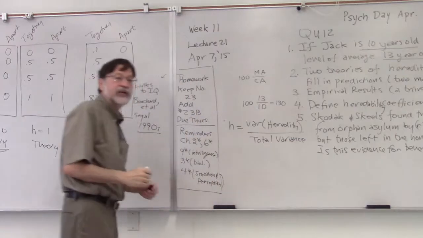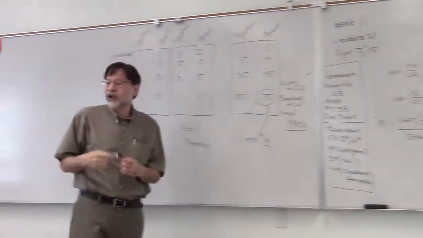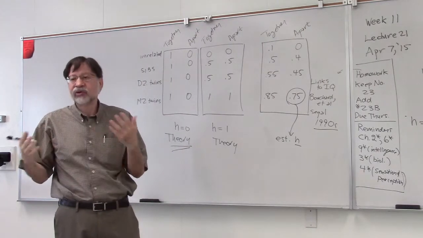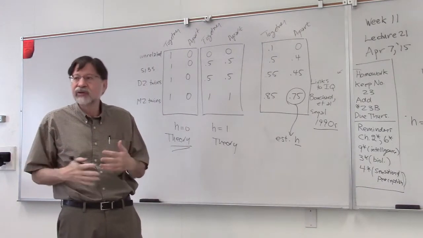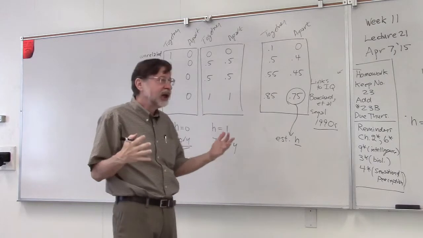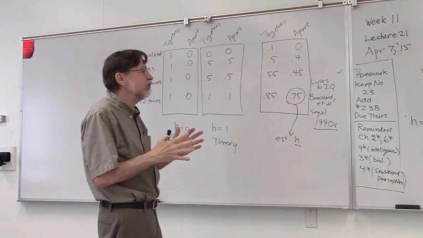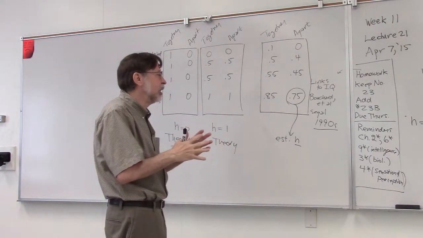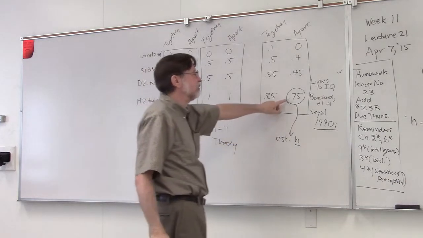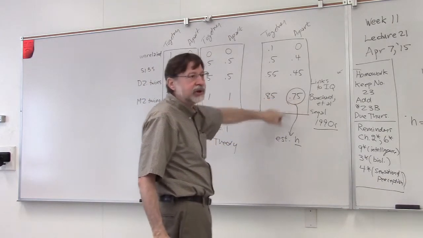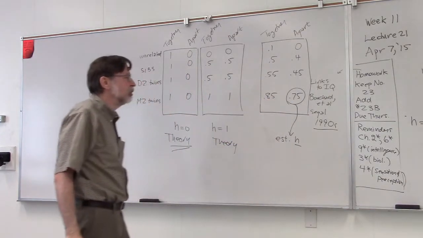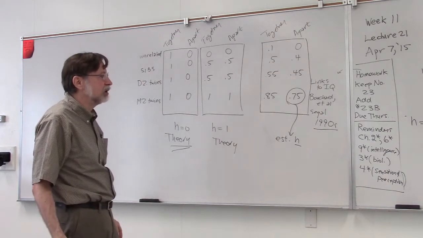What's the total variance of IQ? Well, the standard deviation is 15, so the variance is the standard deviation squared, so the variance is 225. How much would the variance be if everybody had the same heredity? According to this, it'd only be 25% of 225, so the variance would be quite a bit smaller if we were all clones.